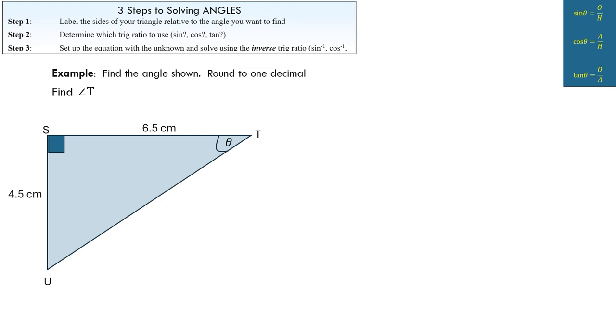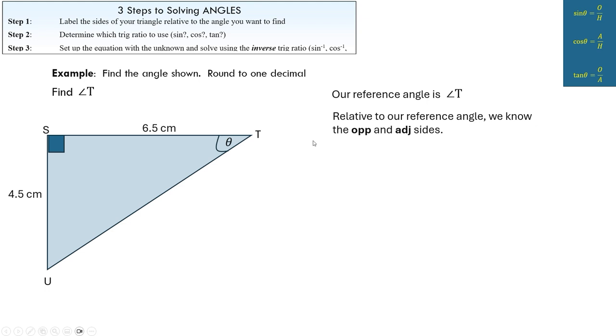In this example, we're asked to find angle T. So angle T becomes our reference angle. Always start by labeling our sides. So relative to our reference angle, this is the opposite, this is the hypotenuse, and this is the adjacent. What do we know? What are we told? Well, we're given the adjacent and we're given the opposite.